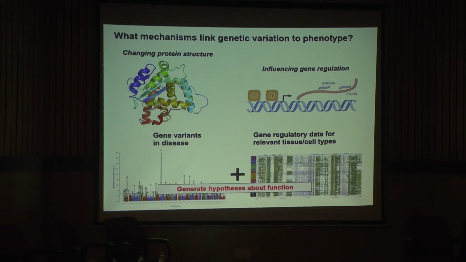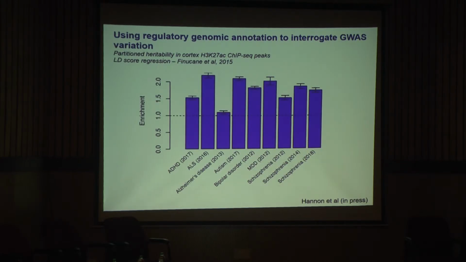And so the last phase of my talk is going to be on how we can start putting the genetic information that we're learning from GWAS studies together with this regulatory genomic data to start generating hypotheses about the function of those genetic variants. And I think this is a really important next stage for GWAS. One thing that's clear is that genetic variants associated with disease are preferentially located in regions of the genome that harbour regulatory domains important for the cell type involved in that disease.